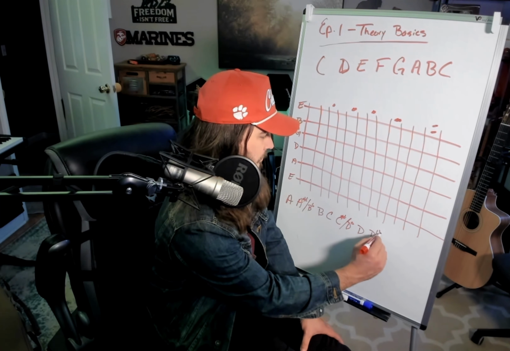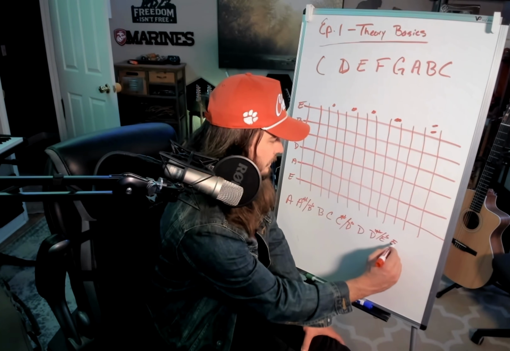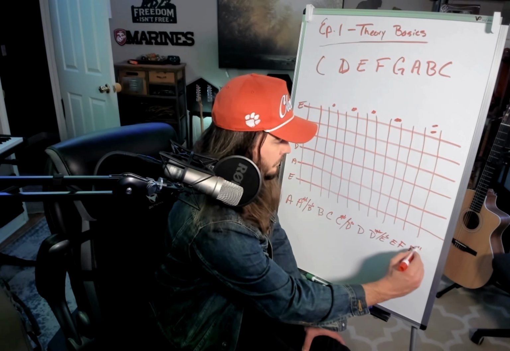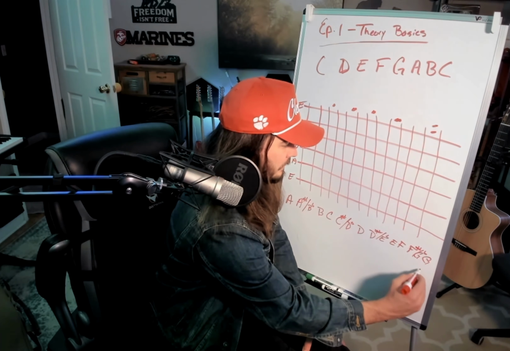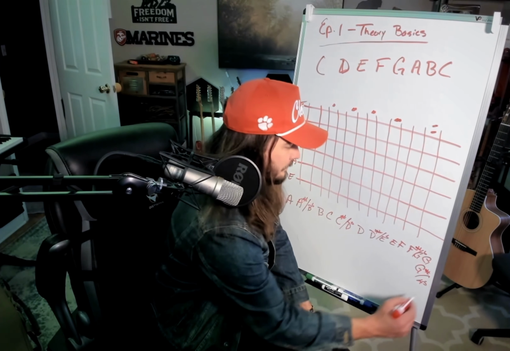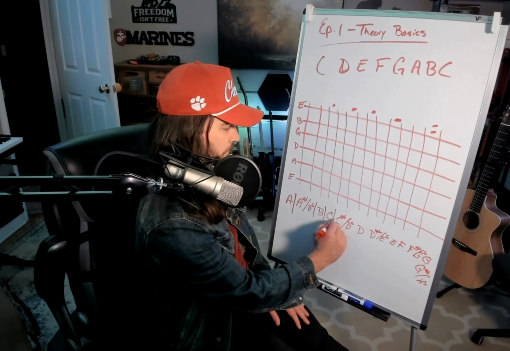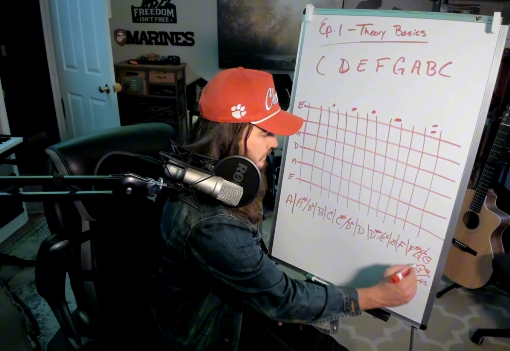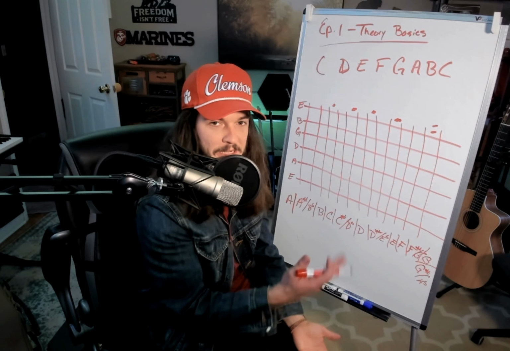We have D sharp or E flat. Then we have E. Then F. F sharp or G flat. G. And then lastly, G sharp or A flat. Okay? These are the only notes that are legal in music, in Western music. All right, that's it. That's all of them. We're not going to make any more up.